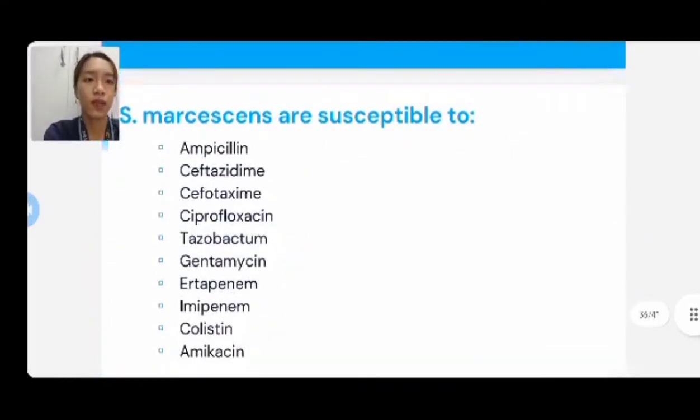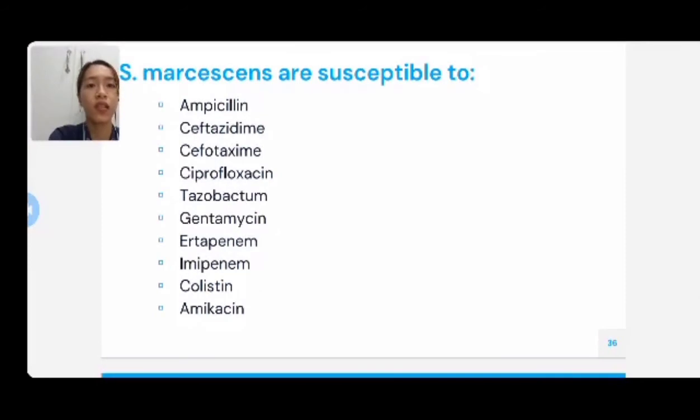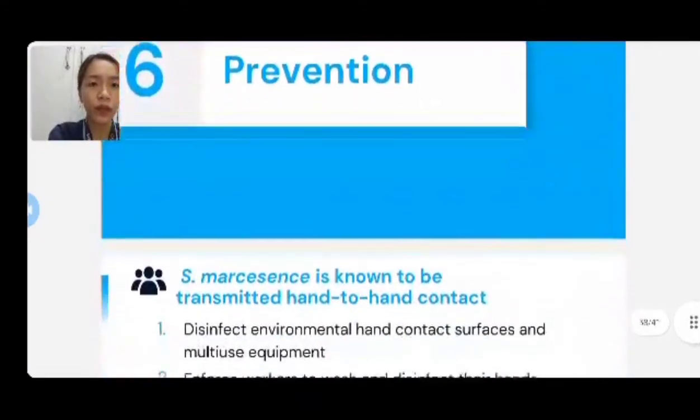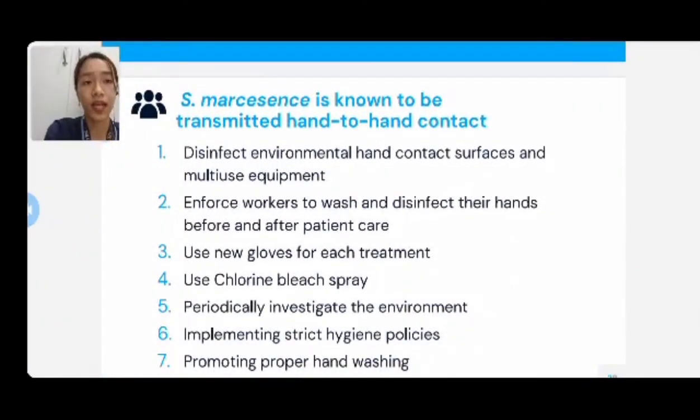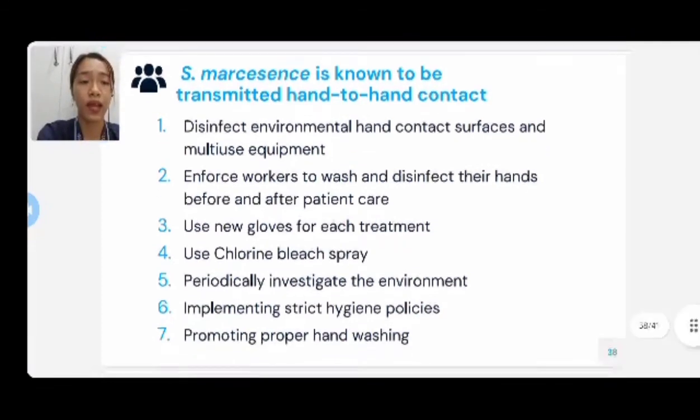S. marcescens are susceptible to ampicillin, ceftazidime, cefotaxime, ciprofloxacin, tazobactam, gentamicin, ertapenem, imipenem, colistin, and amikacin. S. marcescens is known to be transmitted by hand-to-hand contact. So, to enable us to prevent this bacteria, we have to disinfect environmental hand contact surfaces and multi-use equipment, enforce workers to wash and disinfect their hands before and after patient care, use new gloves for each treatment, use chlorine bleach spray, periodically investigate the environment, implement strict hygiene policies, and promote proper hand washing.